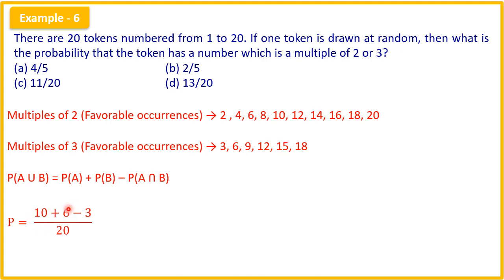But there are 3 common numbers, so called A intersection B. Which are those? 6, 12, and 18, which are considered in this 10 also as well as in this 6 also. So those three commonly repeating numbers we are subtracting. So the probability comes out to be 13 out of 20.